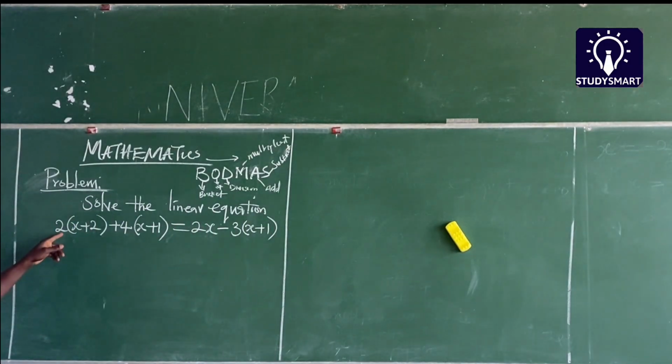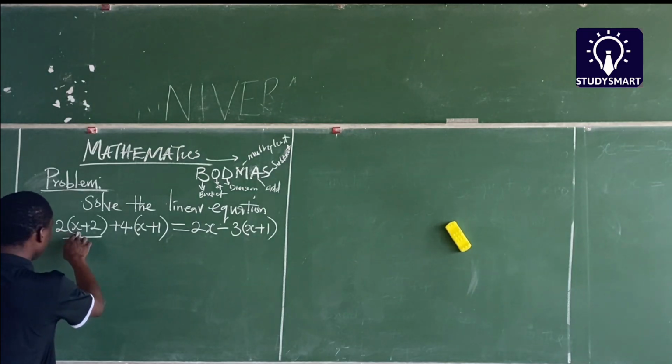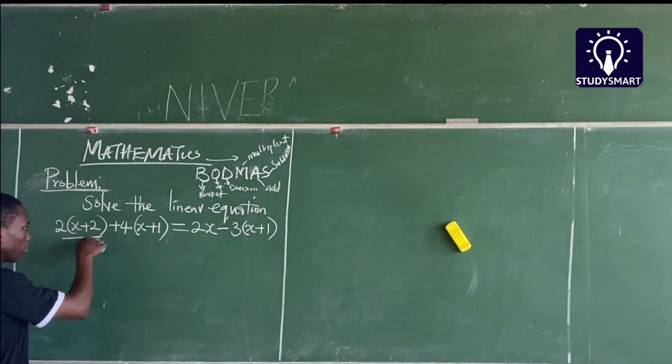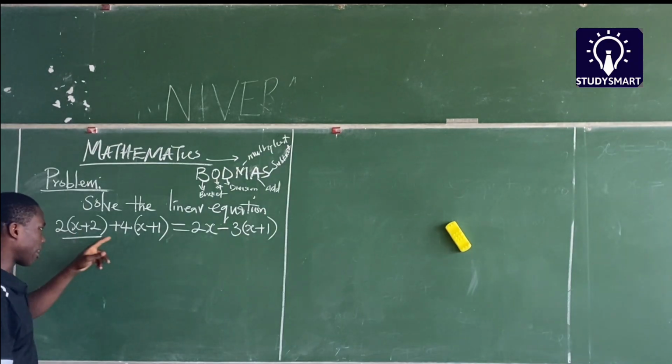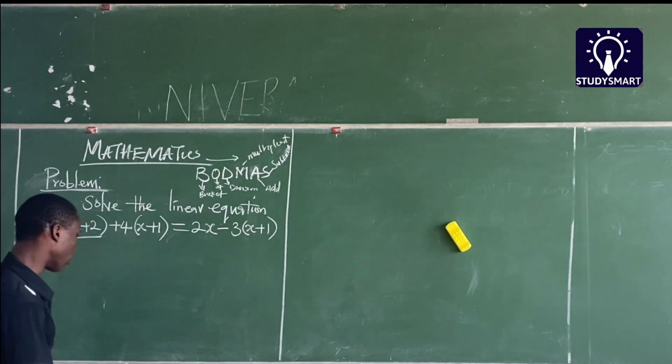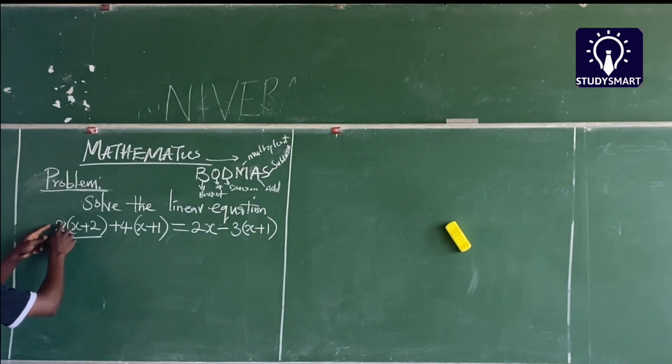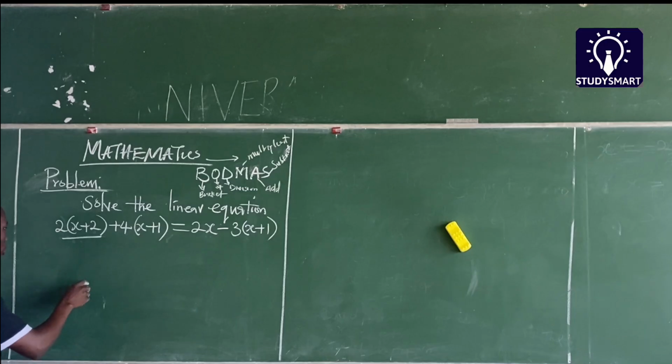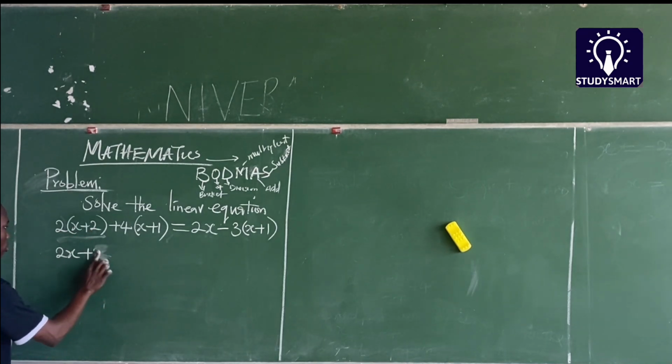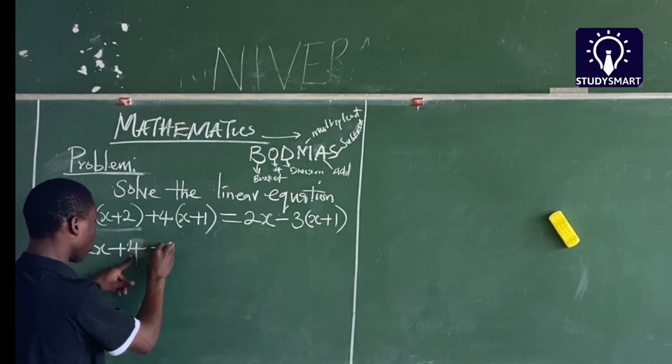So this is an expression here. Let's start with this. From here we see 2 into (x + 2). I open up this bracket first, then after we'll open the next one. I'm going to use this 2 outside to multiply through this bracket. So 2 times x gives me 2x, and 2 times 2 gives me plus 4. I still have my plus sign here.